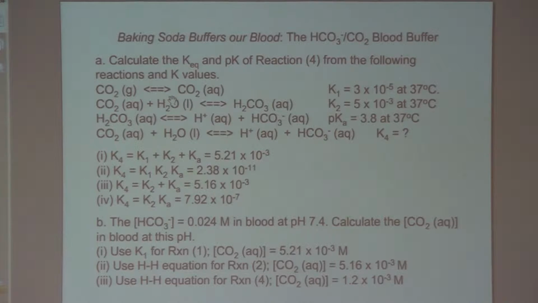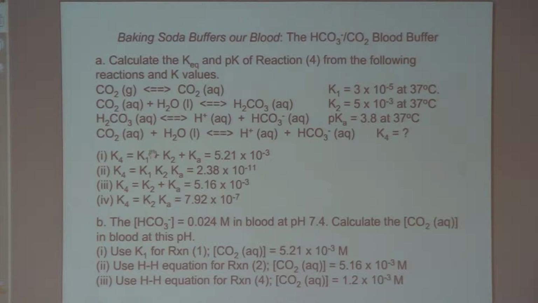Now, the amount of CO2 which does dissolve in water is going to react with water to form H2CO3. The equilibrium constant for this reaction is 5 times 10 to the minus 3. Then the H2CO3 dissociates into its ions, H plus and HCO3 minus. The pKa is 3.8. And finally, the CO2 plus H2O goes to H plus and HCO3 minus. So what we want to do for this part is calculate K4. In other words, what's the equilibrium constant for this reaction here?